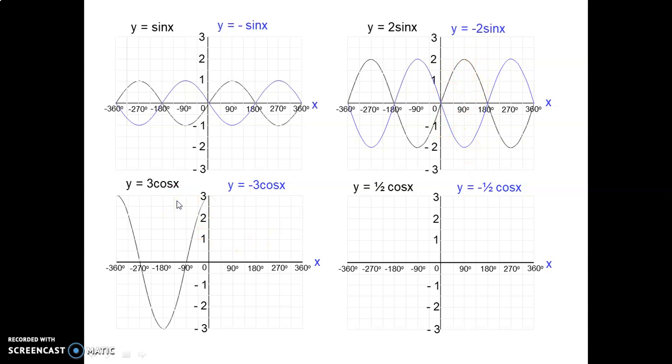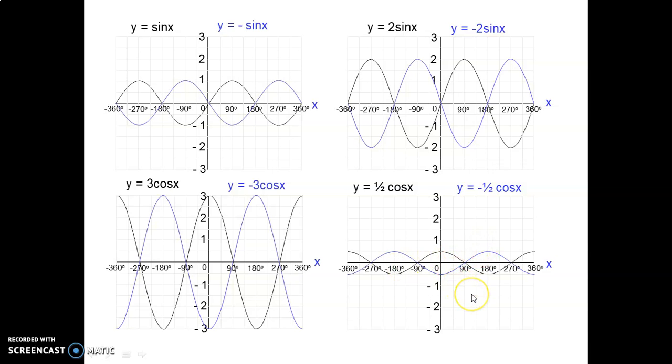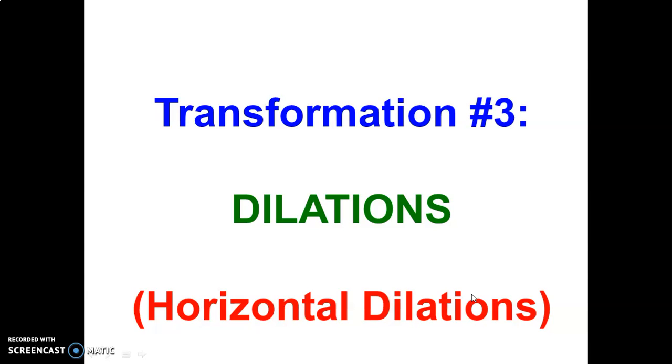3 cos x, so now the cosine graph, there's the original cosine graph passing through there, and then negative 3 cos x, 3 times as tall, but flipped over the x-axis. And finally, half cos x and negative half cos x flipped over the x-axis again. Okay, so now we've looked at dilations vertically, so let's go to dilations horizontally.